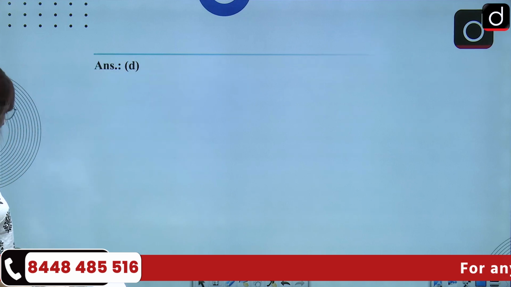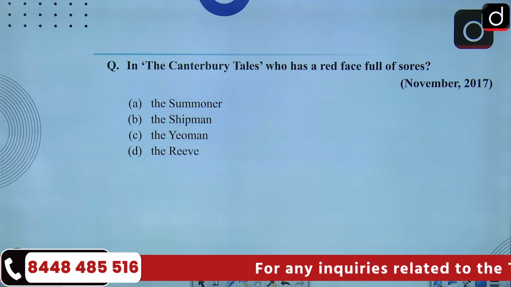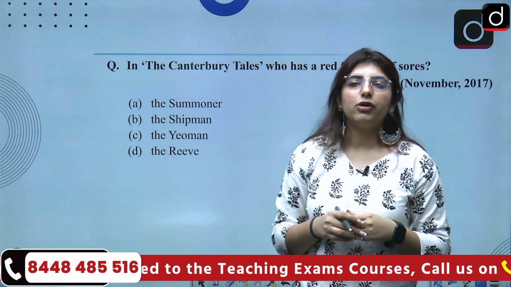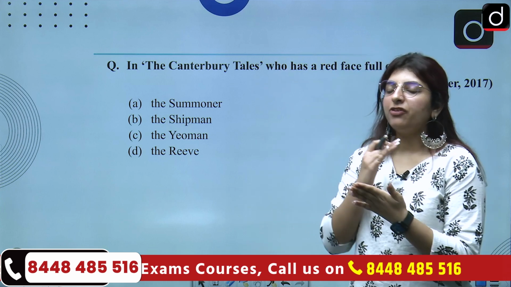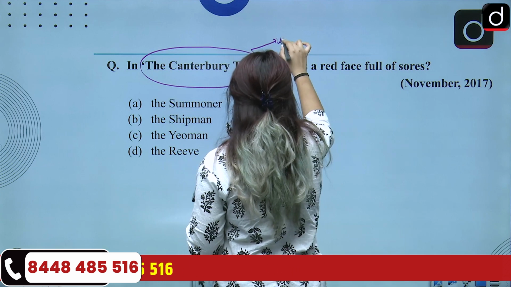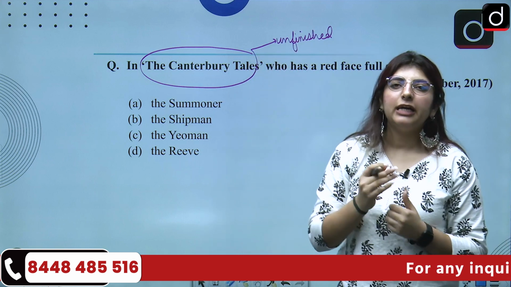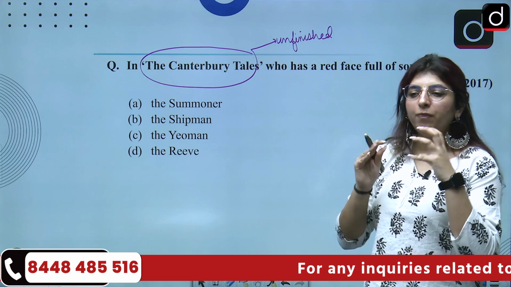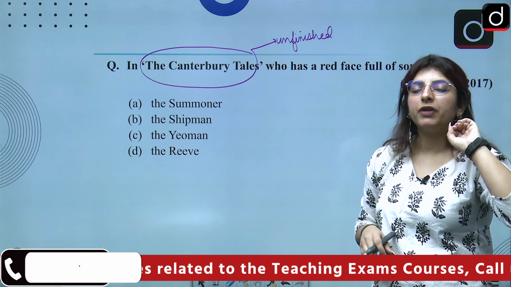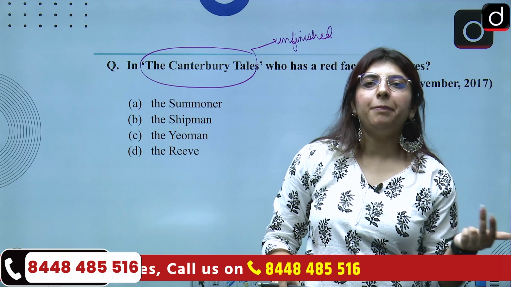Next question. Let's move forward. The next question says that in the Canterbury Tales, who has a red face full of sores? Now, I remember telling you all greater details about Canterbury Tales. I also told you that Chaucer intended to write 120 tales, but this work remains unfinished, right? Or unfinished to hai hi hai. We also get to see that this particular work of his tries to talk about how the pilgrims from one place, specifically the Tabard Inn, wahan se apni pilgrimage shuru karte hain towards the Archbishop Thomas Becket ki cathedral mein, they are going to go and pay homage, right?